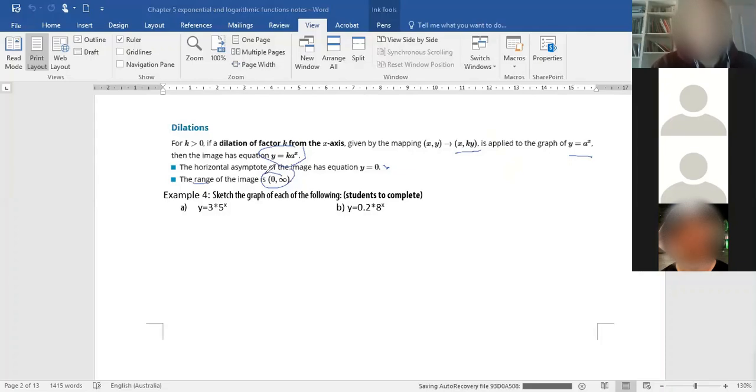So example 4 said for you guys to do, sketch the graph of each of the following. You guys can try and do that one. I should be able to do this one anyway. I'll give you about a minute to do that one, and then I will do it quickly.